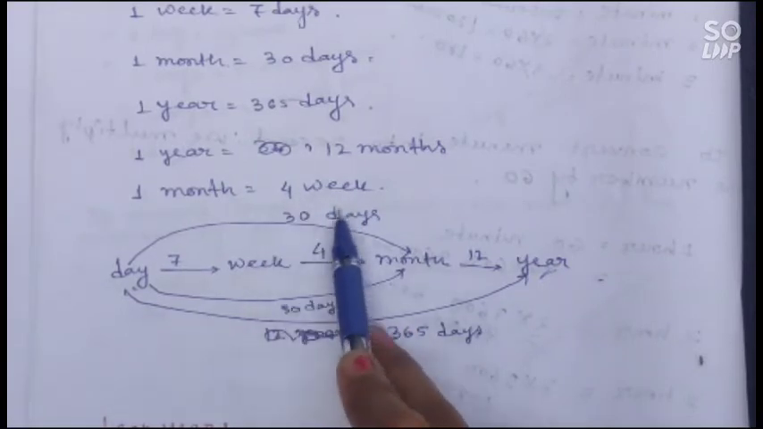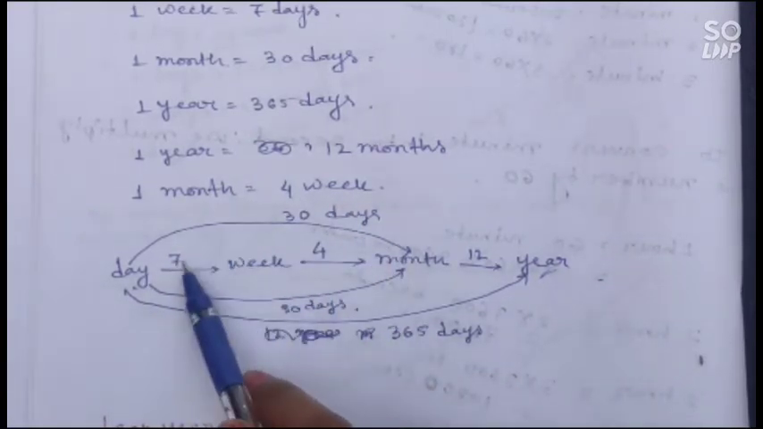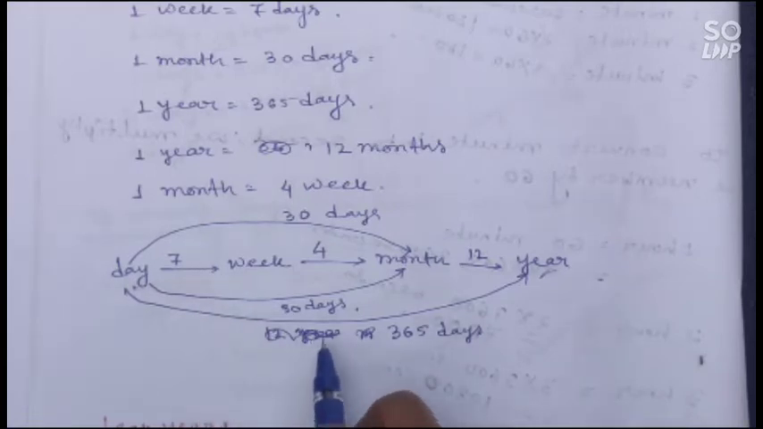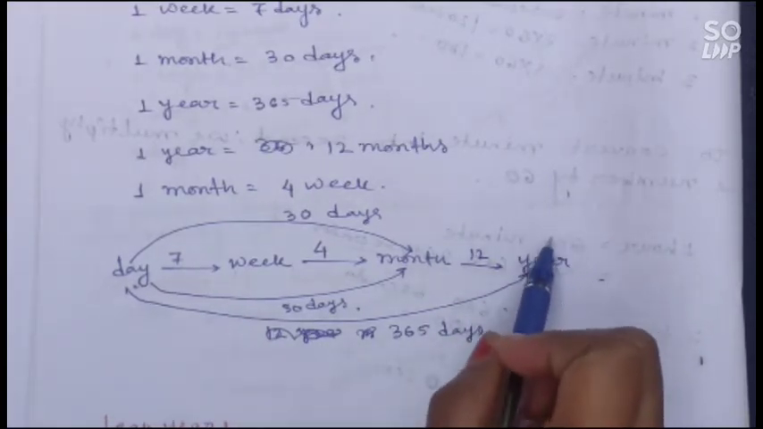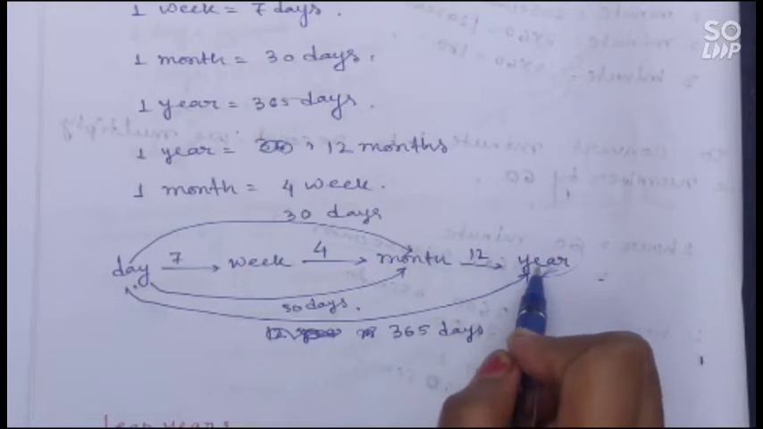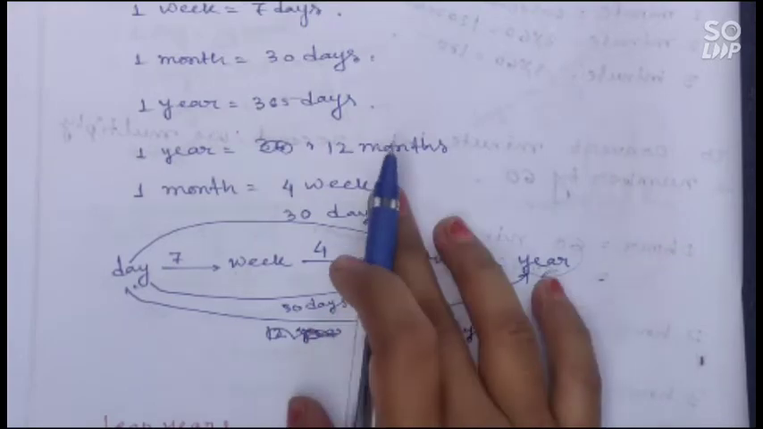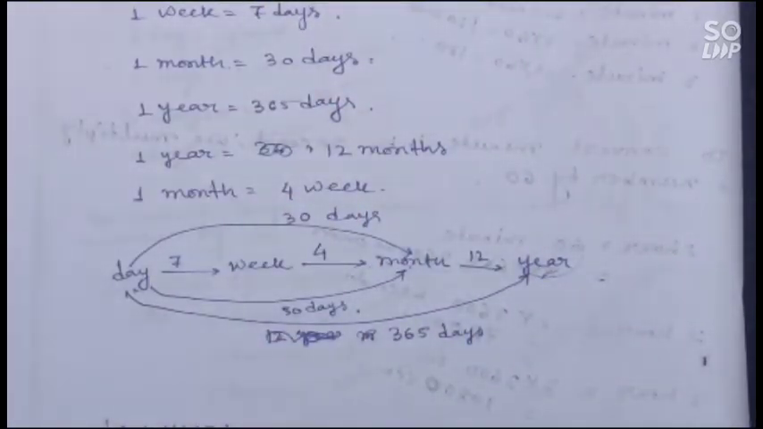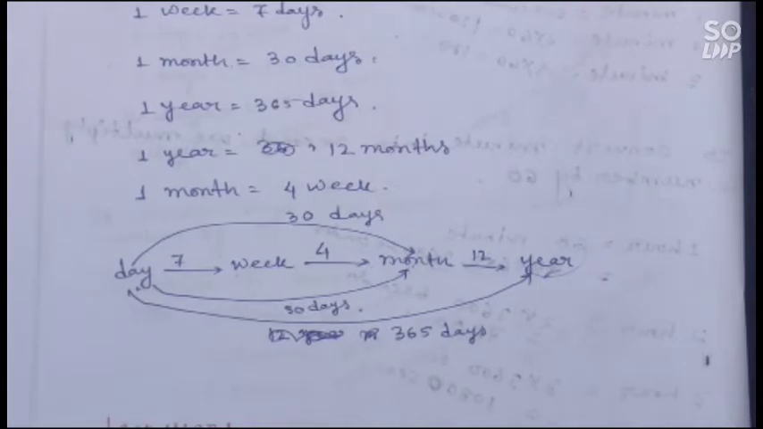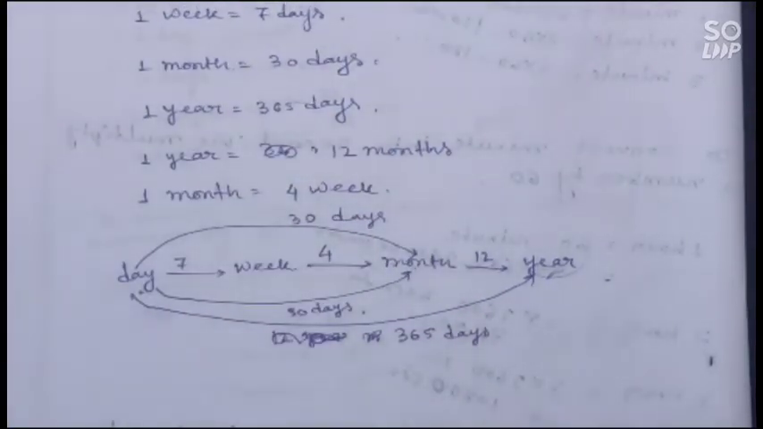Remember this: 30 days make 1 month, 7 days make 1 week, 365 days make 1 year, 12 months make 1 year, 4 weeks make 1 month. Okay, so before learning the concept, you have to make a clear idea about this. How many days make 1 week? How many weeks make 1 month? How many months make 1 year? How many days make 1 year? And how many days make 1 month? Okay.